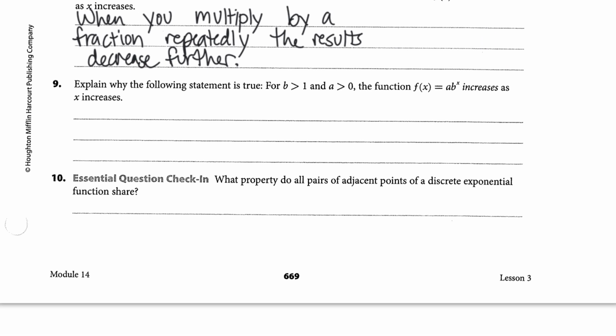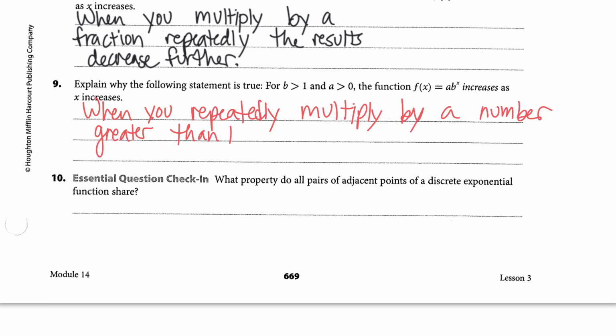Explain why the following statement is true for B is greater than 1 and A is greater than 0. The function increases as x increases. When you repeatedly multiply by a number bigger than 1, the product is greater and continues to increase further.